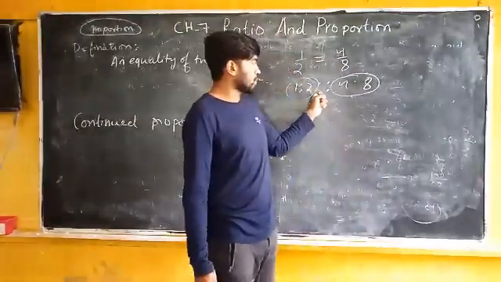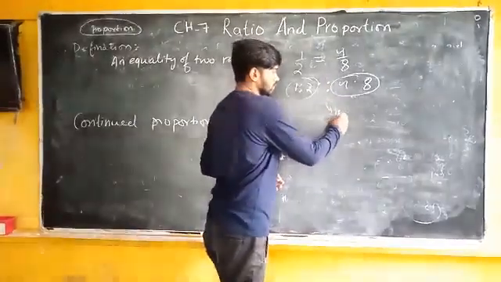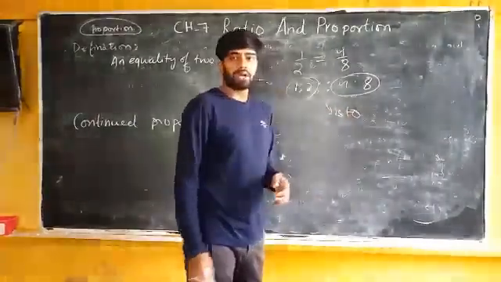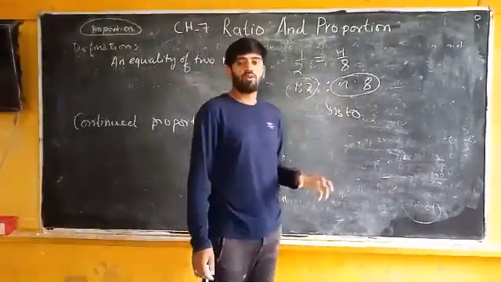And what is the sign of proportion? This is 4 dots. We call it the sign of proportion. So we denote proportion by 4 dots.